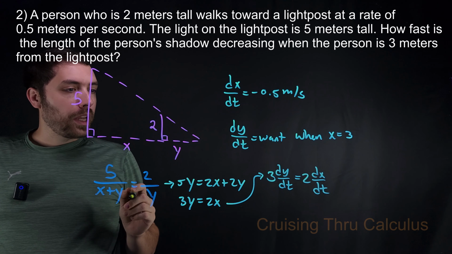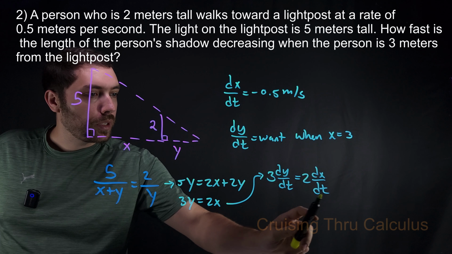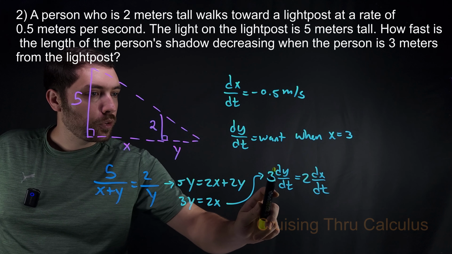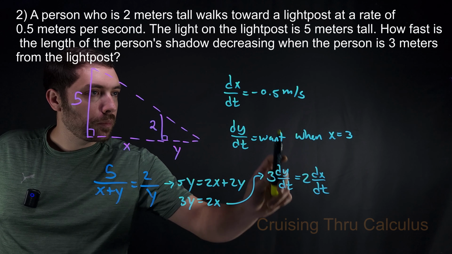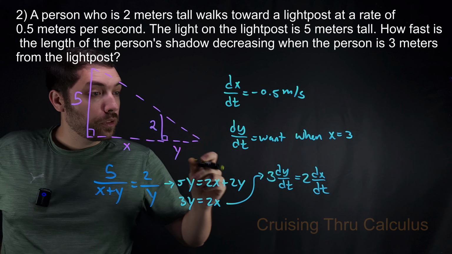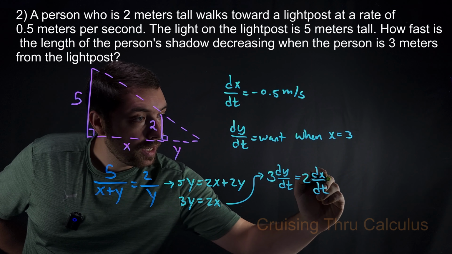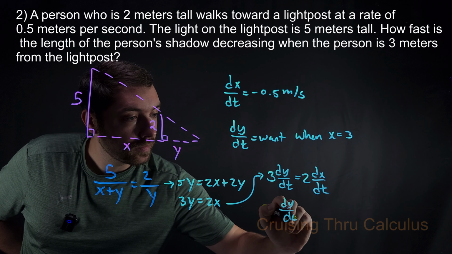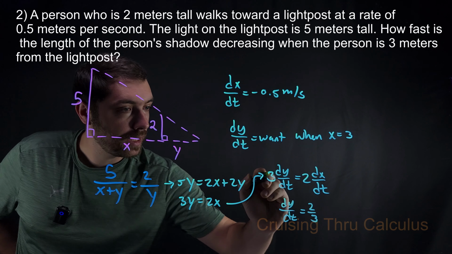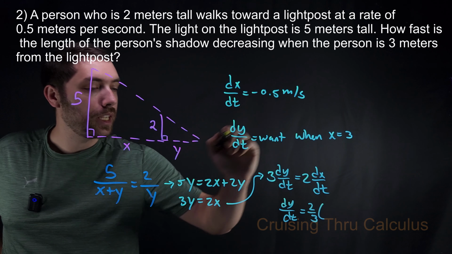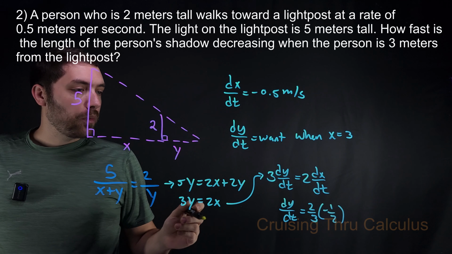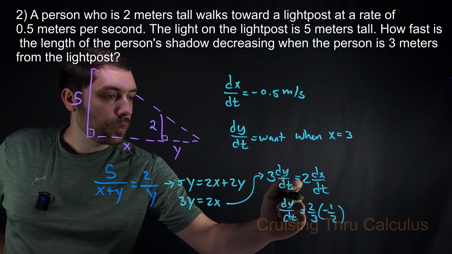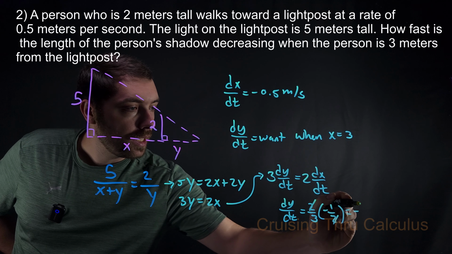Okay, so this is great because I know that dx/dt is negative 0.5, so I can plug in negative 0.5 here. I'm trying to find dy/dt, so the only thing I need to do is divide both sides by 3 and then plug in negative 0.5. So let's do that. We're going to get dy/dt is equal to 2, I'm going to have to divide that by 3, times negative 0.5, which is really just negative 1/2. And the reason I write it that way is because you'll see this 2 should cancel with that 2, and we'll be left with negative 1/3.